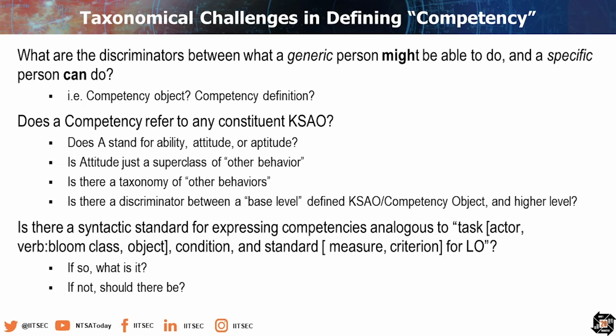And does A stand for ability, attitude, aptitude, or some combination thereof? Is attitude just a superclass of other behavior? Is there a taxonomy of other behaviors? Is there a discriminator between the base level defined in a KSAO competency object and any kind of higher level? So thinking about how those are all structured from a data perspective is going to provide transparency between different competency frameworks that can then aid in their reuse and, more importantly, their interpretation later when you're trying to determine whether or not somebody who has that competency is going to be a good fit for a job that you need them to do.